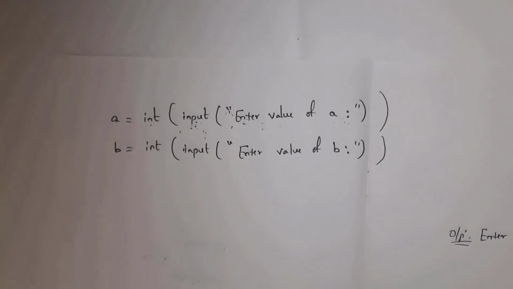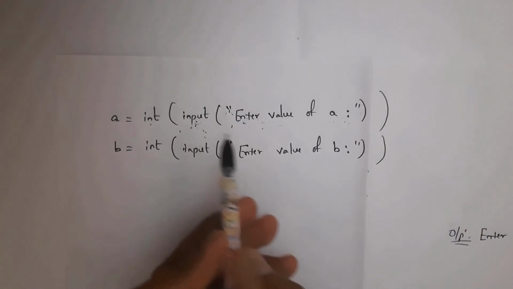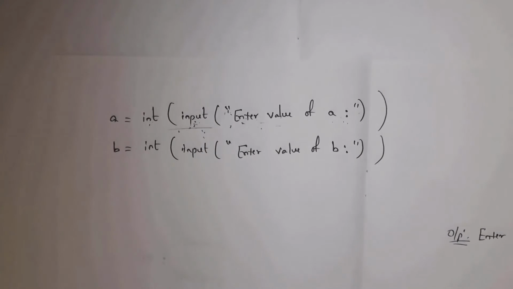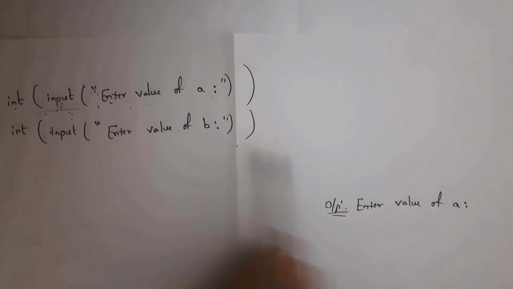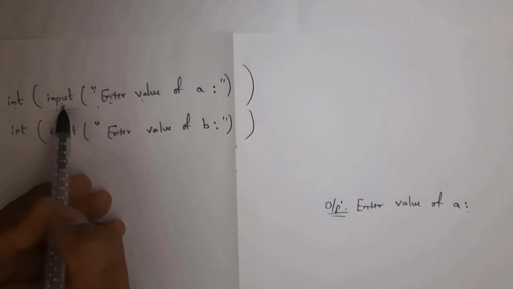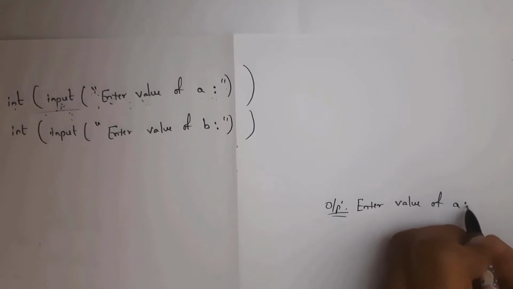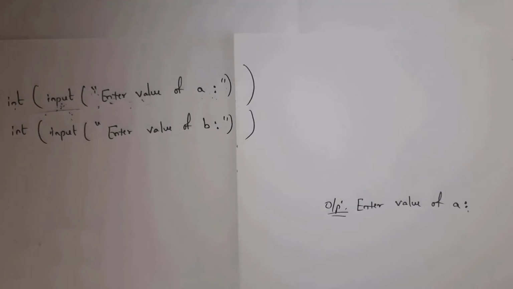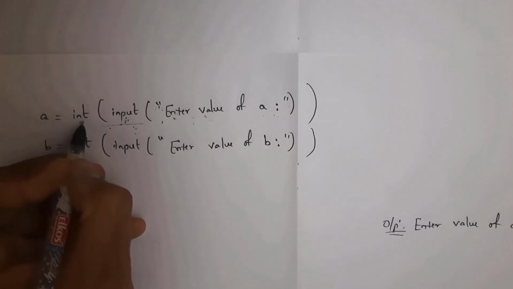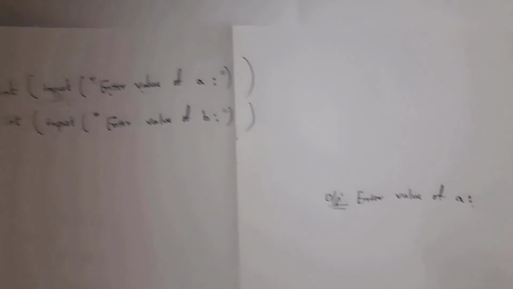Whatever text I write inside this input function will be seen on my output screen. So whenever I execute this line of code, I will get the output, that is, enter value of a. And here I can enter a value because by using the input function, we can give any value. I want to enter only integer values, so I took the data type as int. Whenever you give the data type as int, you can enter only integer values.